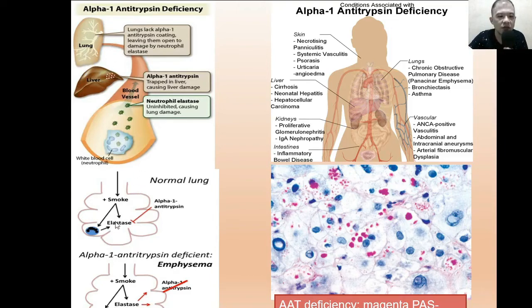So if you observe in this case, elastase, this is a trypsin. You also observe that elastase is also activated by cigarette smoking. So these are the conditions associated with alpha-1 antitrypsin deficiency. Emphysema, pulmonary emphysema, is just one.